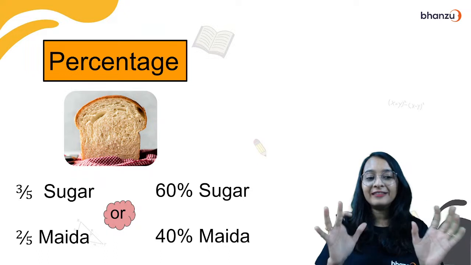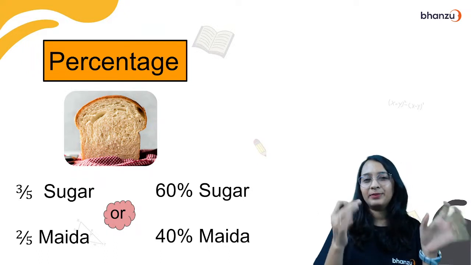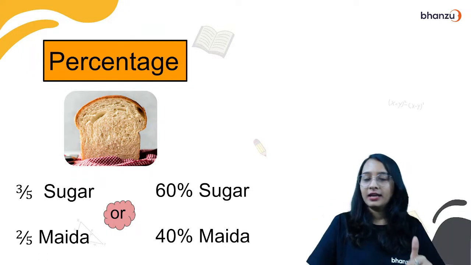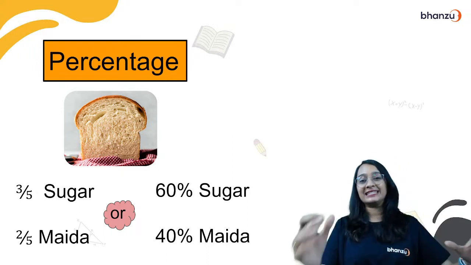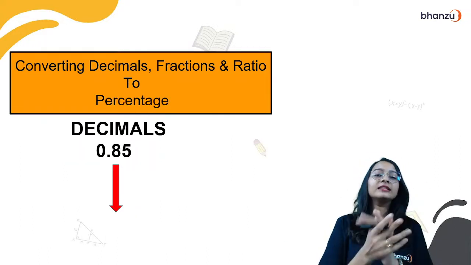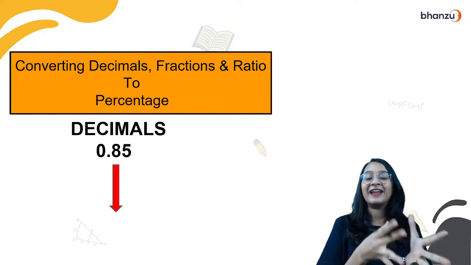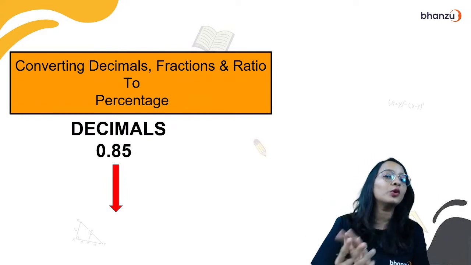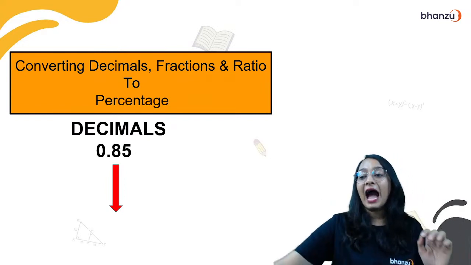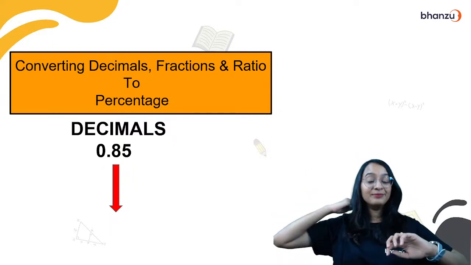So let's see if they actually represent the same number or not. Right? So 3/5 of sugar is 60% of sugar. We have already seen how to convert a fraction to a percentage, right? Now let's see how we can convert a decimal to a percentage.